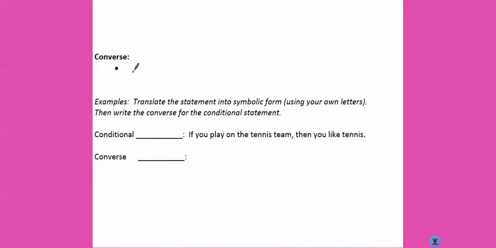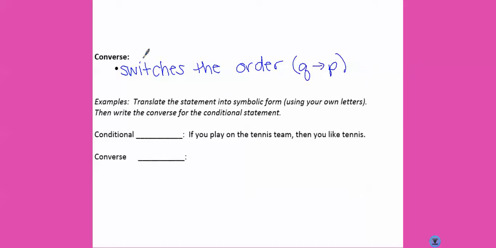Converse is what we can do with a conditional statement. It switches the order. So our original was P then Q. We're going to do Q then P when it asks for the converse. When you hear converse, you think of the sneakers. Sneakers help you move, switching or moving things around in the statement.